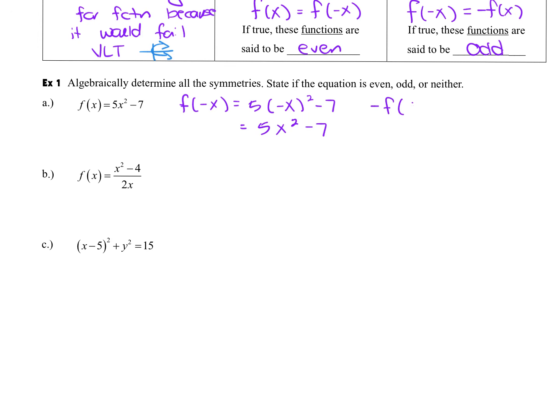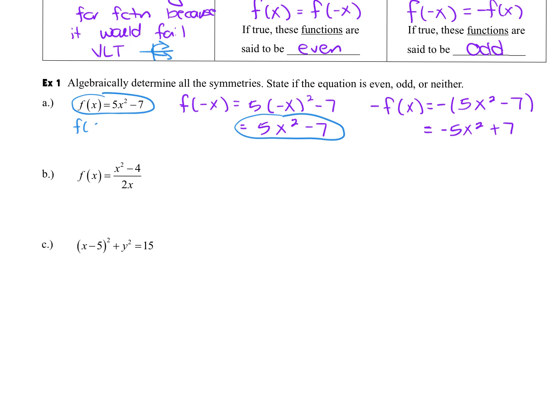If we wanted to find negative f of x, what that is asking us to do is to distribute the negative to the entire function. So if we distribute the negative, we would get negative 5x squared plus 7. Now, when we compare the original, the f of negative x, and the negative f of x, what we can see is that f of x and our f of negative x are the ones that are equal. Since f of x equals f of negative x, this function is even.